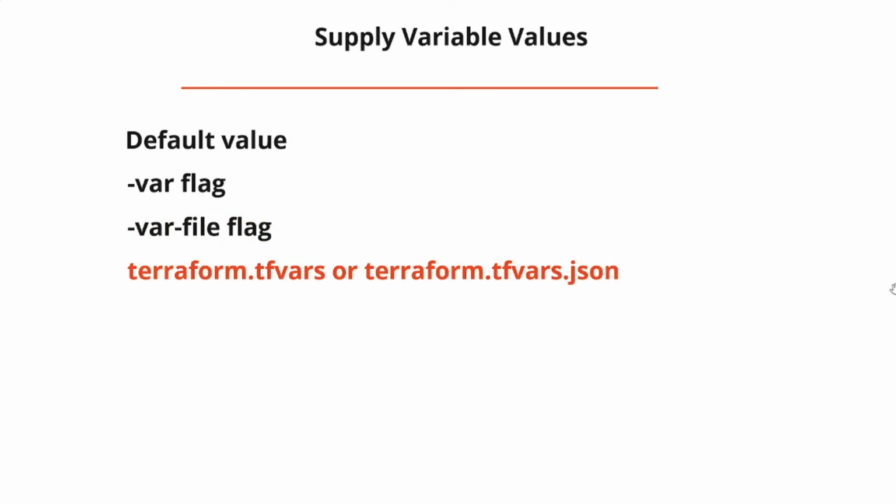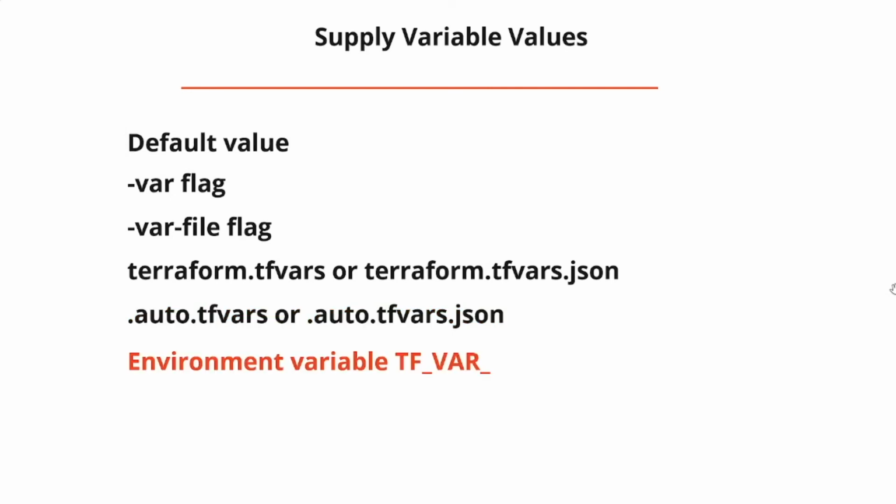If there is a file in the same directory as the configuration and it's named terraform.tfvars or terraform.tfvars.json, Terraform will use the values it finds in this file. And additionally, if there is a file in the same directory as the configuration ending in .auto.tfvars or .auto.tfvars.json, Terraform will use those values as well.